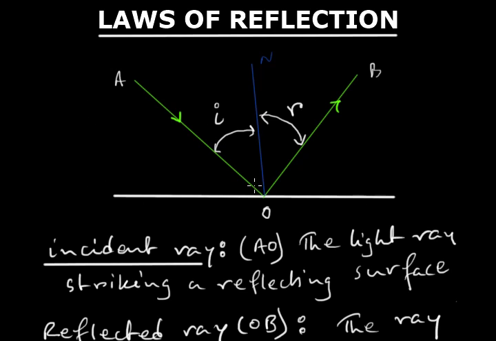The incident ray making an angle I with the normal drawn at the point of incidence is known as the angle of incidence, and the reflected ray making an angle R with the normal drawn at the point of incidence is known as the angle of reflection. Now, in this video, we will talk about the laws governing reflection.